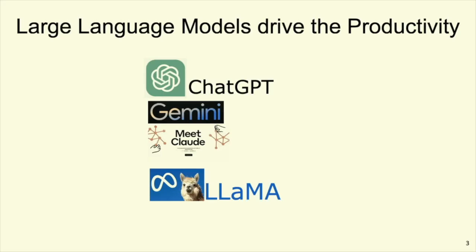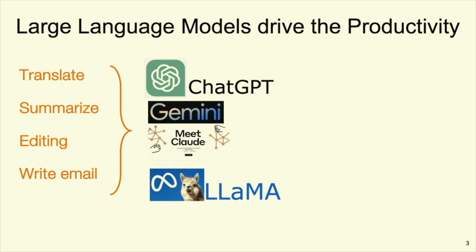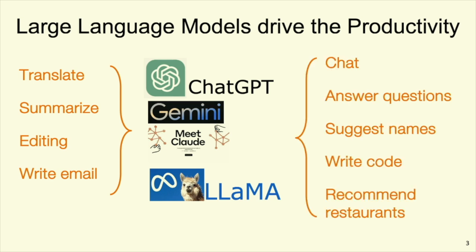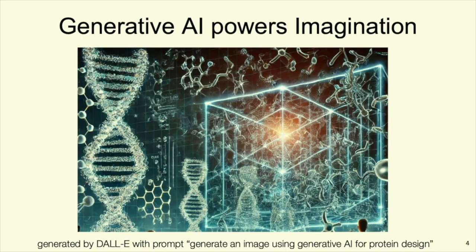So we know that large language models have driven the productivity of everyday work: translation, summarization, editing, even writing emails, or even more, chatting about questions and making recommendations. That's great. We are very familiar with that at the LTI. And this generative AI also drives imagination. This is an image I generated using OpenAI's DALL-E model with the specific prompt: using generative AI for protein design. So this is a generated image.